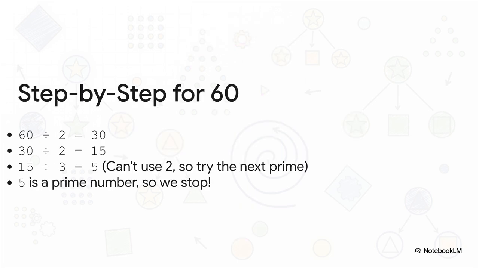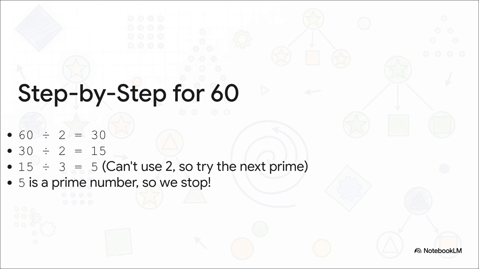All right, let's do it step by step. We start with 60. Can we divide by 2? You bet. That gives us 30. Now we have 30. Can we divide by 2 again? Yep, that gives us 15. Okay, now we have 15. Can we divide by 2? No, that won't work evenly.